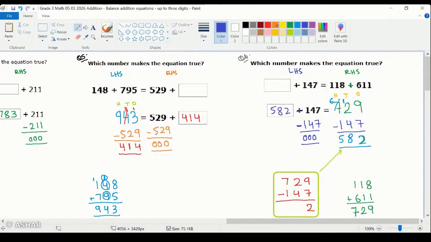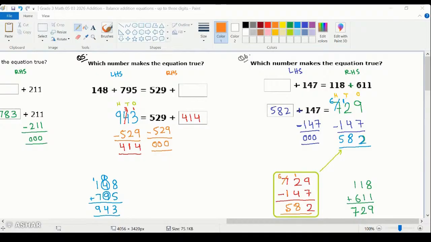Okay, let's see. There were 2 tens minus 4 tens. That is not possible. So we take 10 tens from 100. We carry 1. This 7 becomes 6. This becomes 12. 12 minus 4 was 8. And 6 minus 1 was 5. 582 was the missing number. Okay. Let's look at another example.